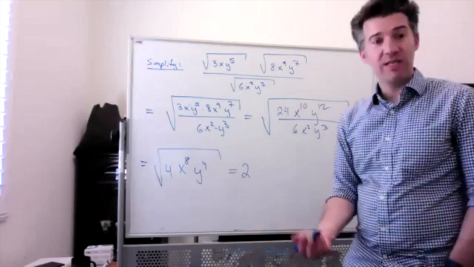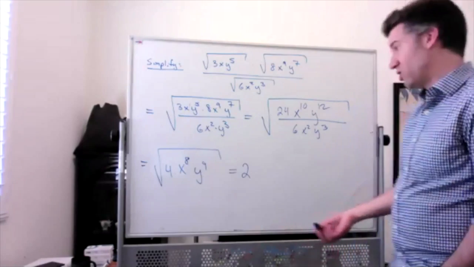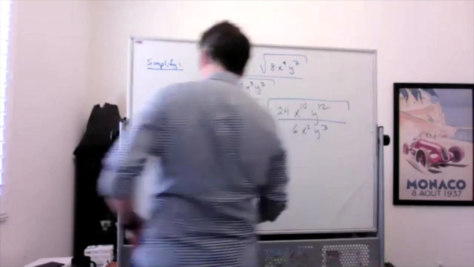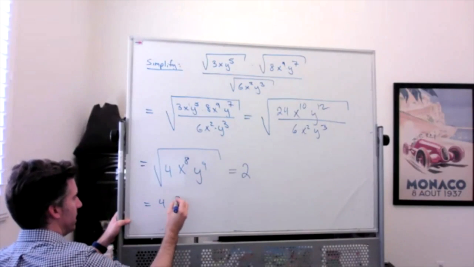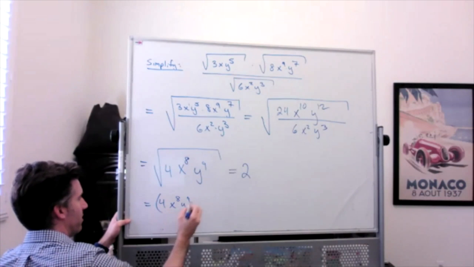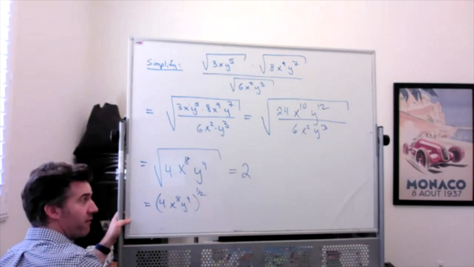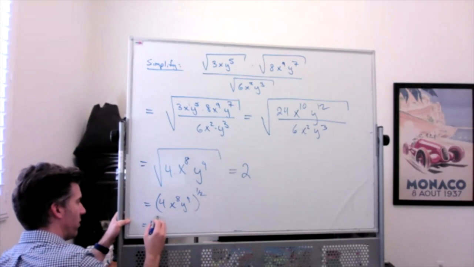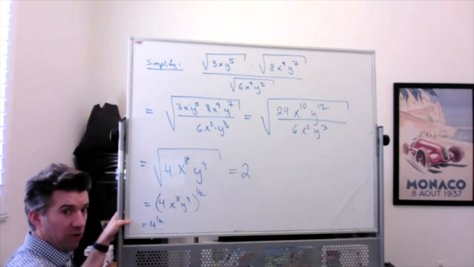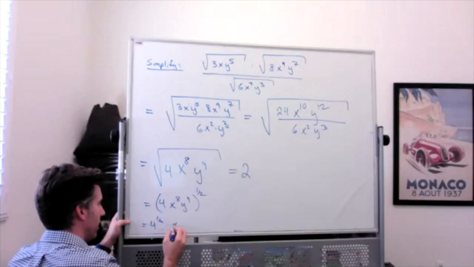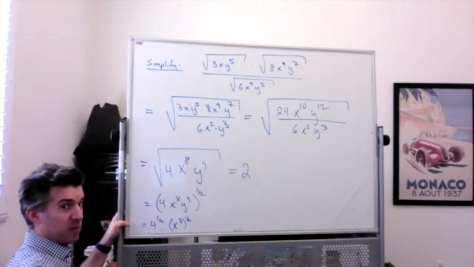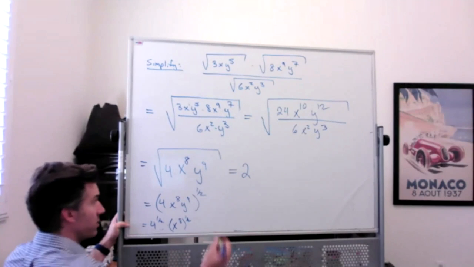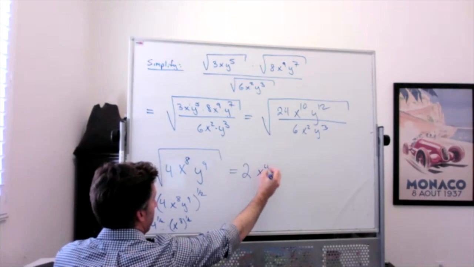So there's a couple ways you could do this here. You could either say this is the same as 4 times x to the 8th times y to the 9th, all to the 1/2, which is then 4 to the 1/2, which is the square root of 4, which is 2. X to the 8th to the 1/2, we would multiply the powers, and 8 times 1/2 is 4. So we would get x to the 4th.